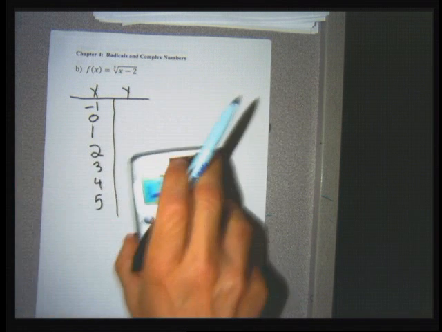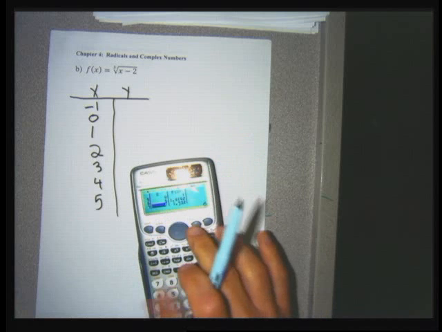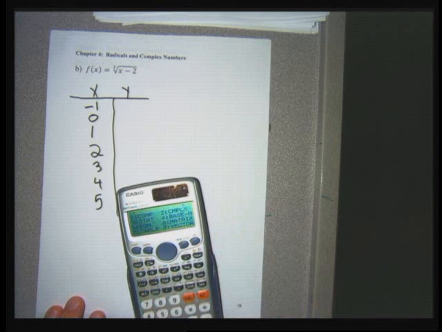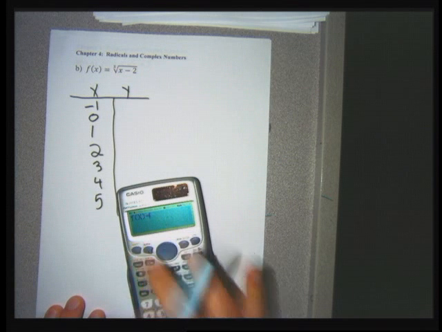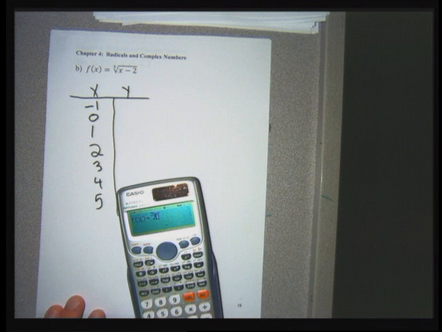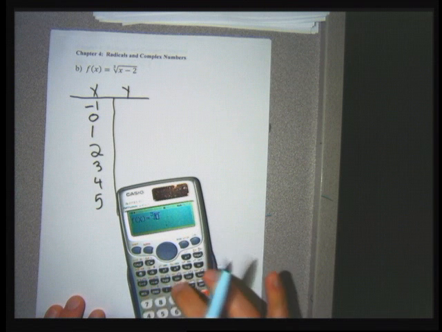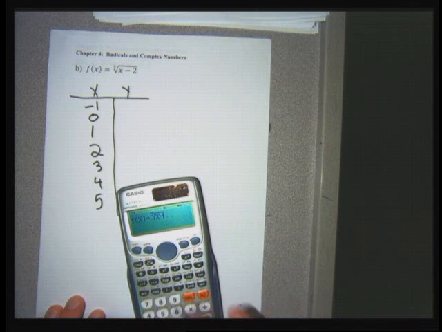Now I'm going to steal from my calculator. I go mode 7, and then I'm going to do the cube root, so shift and square root for the cube root, and then the x is alpha in right parentheses minus 2. So there's the function I want the table for. Hit enter, starting at -1, ending at 5, stepping at 1, steal all the points.